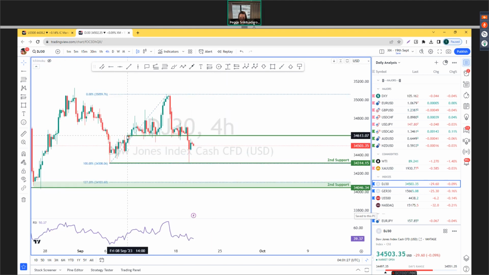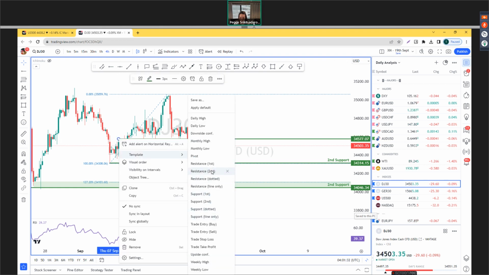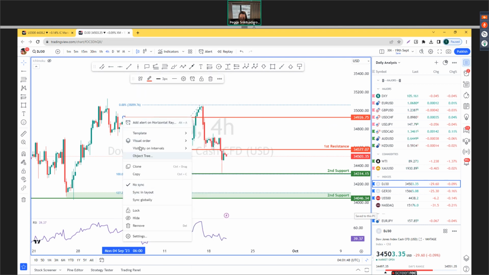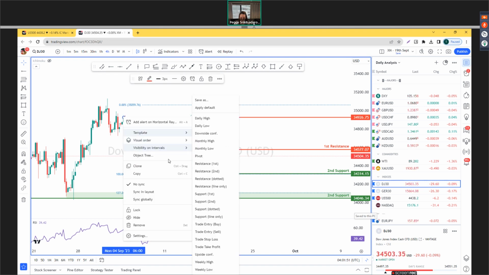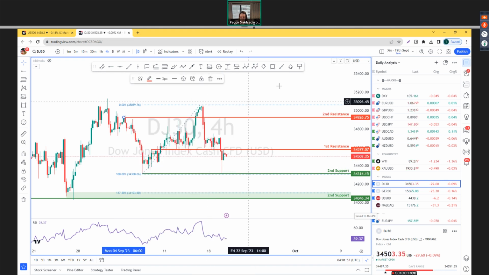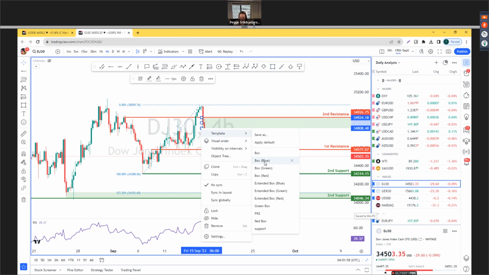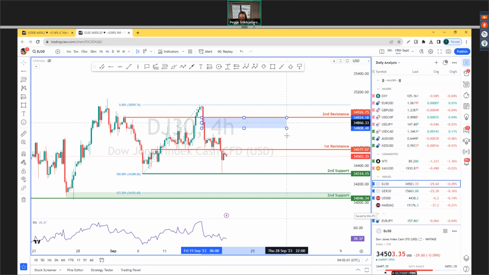Okay, this could be my first resistance. My second resistance should be this one, because I saw there is a supply zone somewhere here, the box here. Okay, for H4.